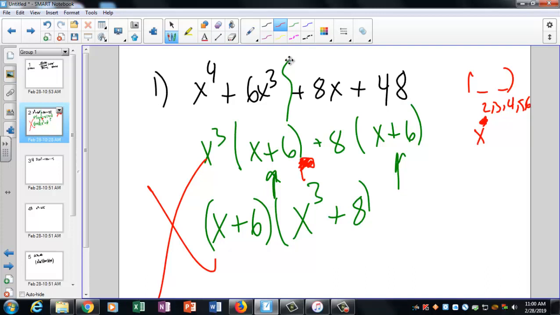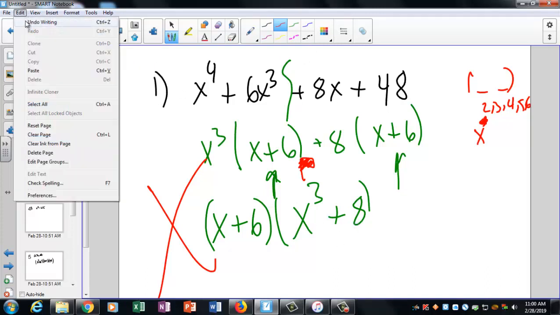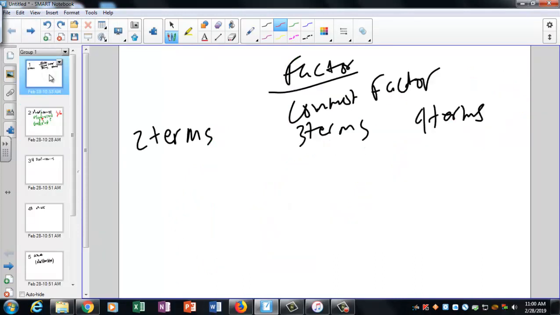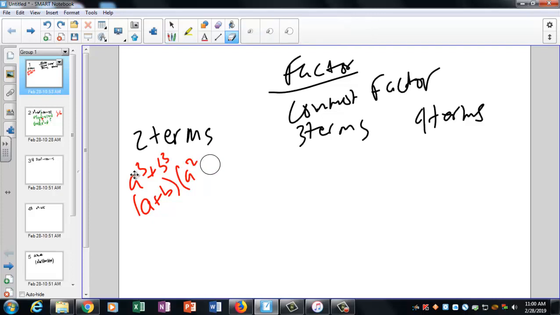You cannot stop there, because this is the sum of 2 cubes. So this continues. When we deal with two terms, if it's a cubed plus b cubed, we say a plus b, times a squared minus ab plus b squared.